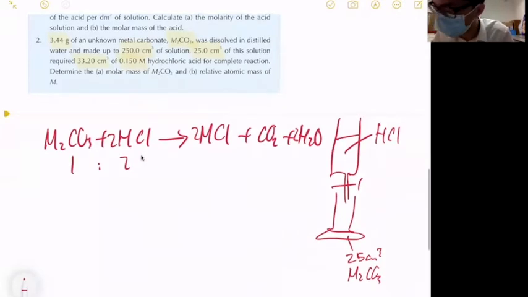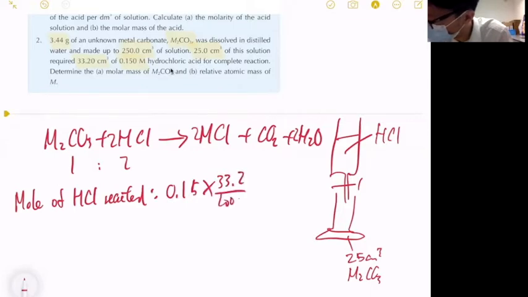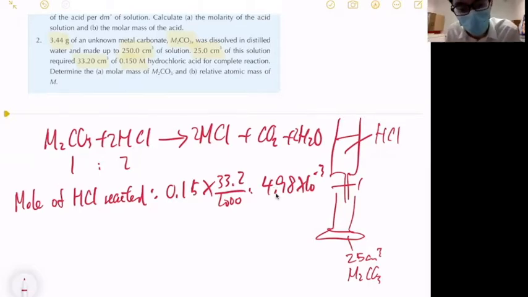Okay, so now we have reacted 33.2 cm cube of 0.15 M hydrochloric acid, and we can determine the moles of HCl reacted by 0.15 times 33.2 divided by 1000, and you will get the number of mole of HCl reacted, which is 4.98 times 10 to the power of -3, right?